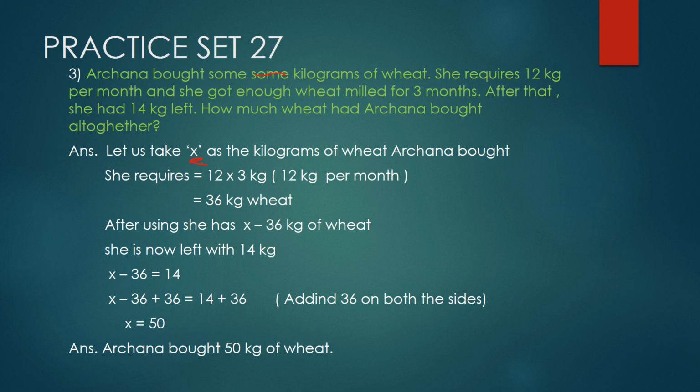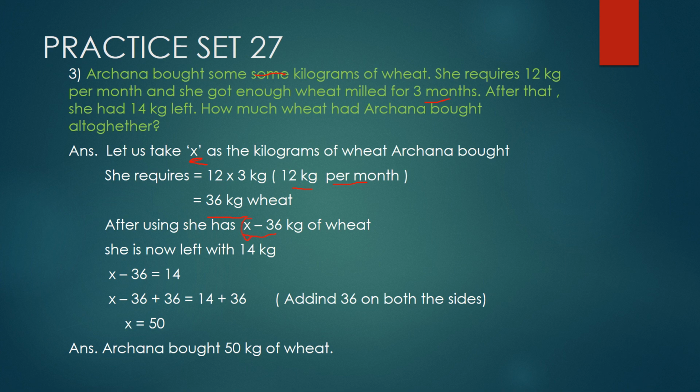So we don't know how much altogether she has got, so that altogether we can take as X. Okay? Because we don't know how much. Now she requires 12 kgs in 1 month, but she has taken for 3 months. So will it not multiply by 3? Correct? She has already collected and kept it in the house for 3 months. So how much total she has? 12 into 3, that is 36 kg wheat she already has.